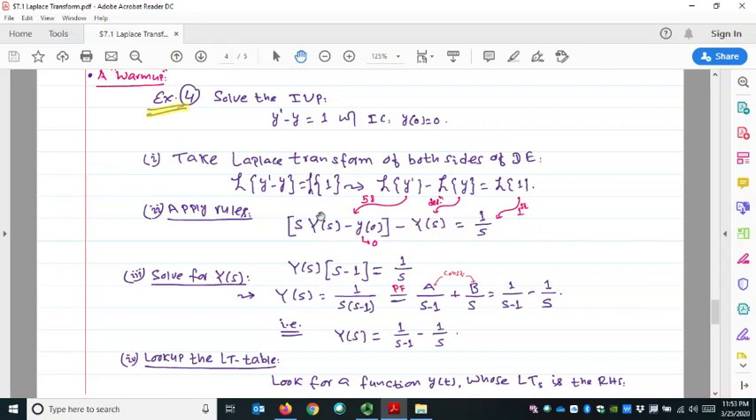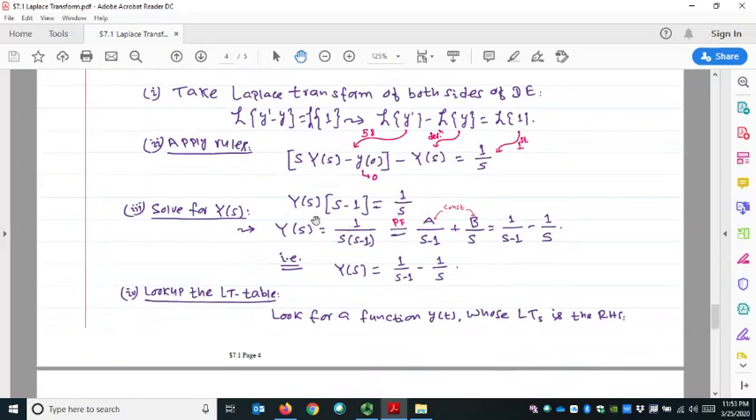Next step, let me factor the capital Y of s out. So the s on the left minus 1 on the left equals, on my right side, 1 over s. So now this is the algebraic equation in the s variable. So let's solve for capital Y of s. So then divide both sides by s minus 1. So then in the next step, capital Y of s equals 1 over s times (s minus 1).